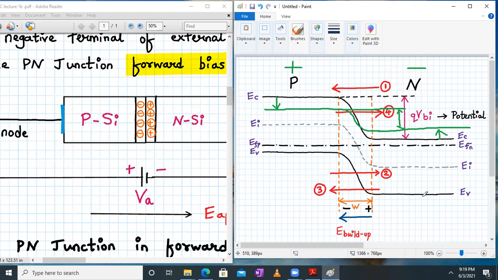Similarly, the case will be in the valence band also. In the valence band, this side will be increasing and this energy level will be reducing because of the application of positive voltage. We have seen that last time. Again, the energy band diagram will look something like this in green color.